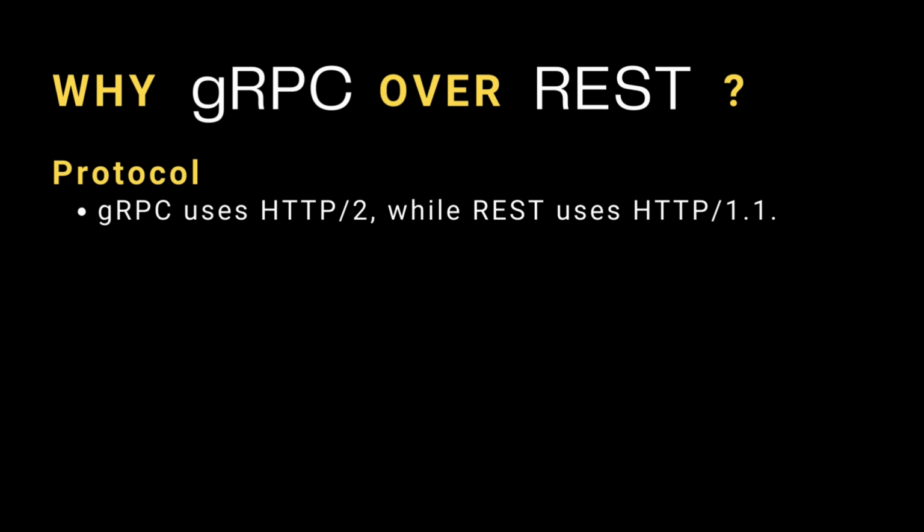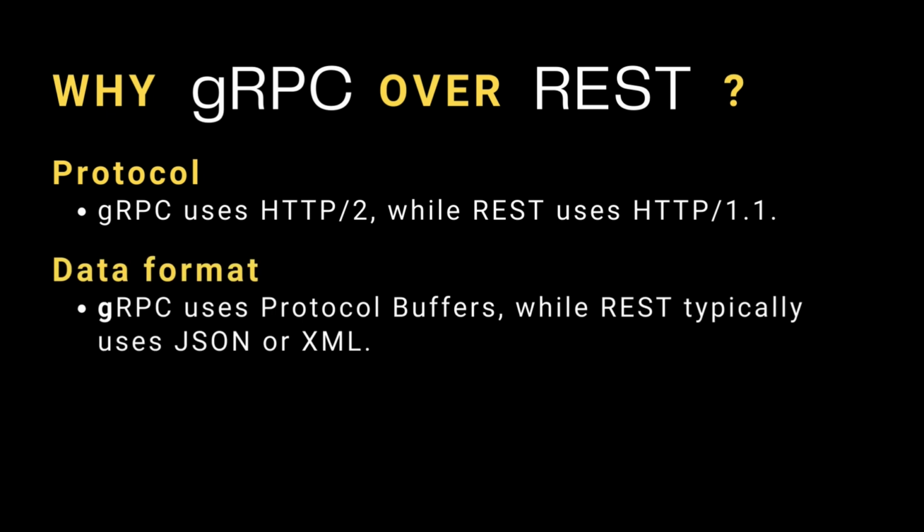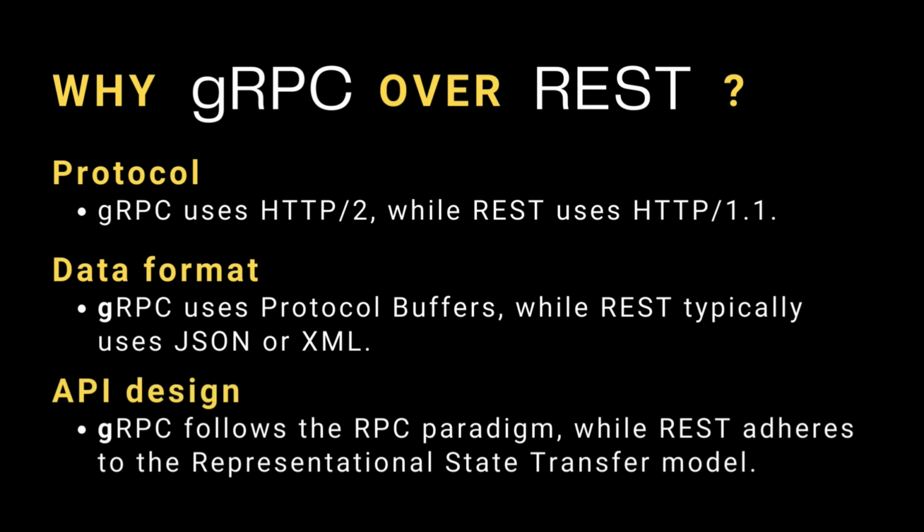gRPC uses HTTP2, while REST uses HTTP 1.1. HTTP2 offers better performance and reduced latency. gRPC uses protocol buffers, a binary serialization format, while REST typically uses JSON or XML, which are text-based formats. gRPC follows the remote procedure call paradigm, while REST adheres to the representational state transfer model.